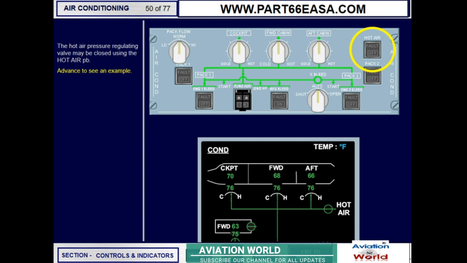The last air conditioning control we will discuss is on the ventilation panel. The cabin fan's push button can be used to control the recirculation fans. The cabin fans run any time AC power is established. Advance to select the cabin fan's push button off. Both recirculation fans have stopped and are displayed in amber.